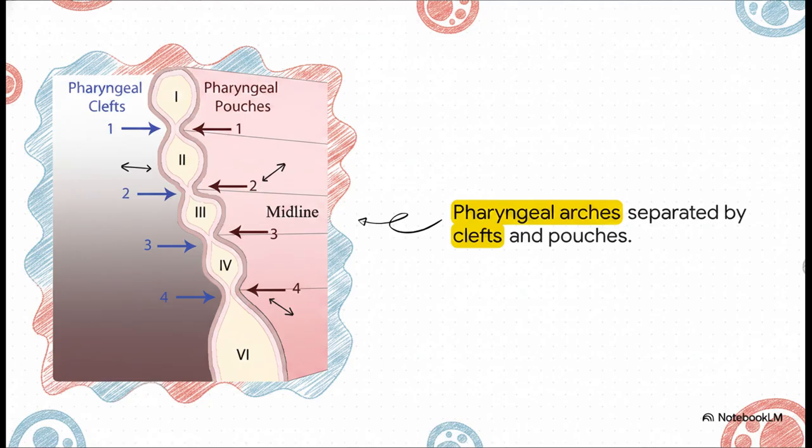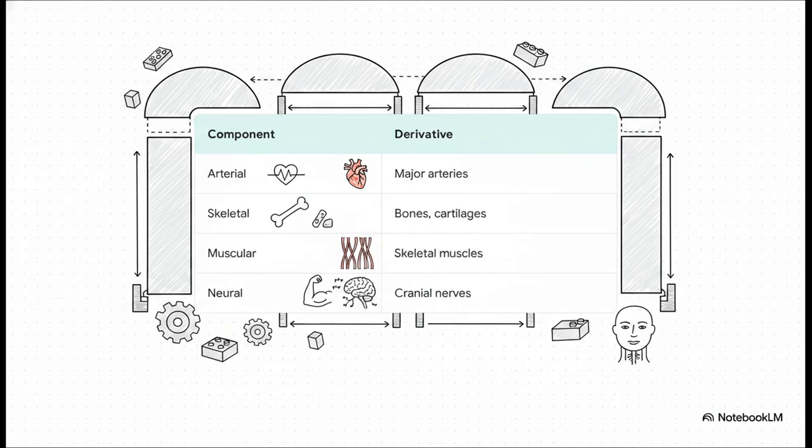Notice how these arches are neatly separated by outer grooves, which we call clefts, and inner indentations, which we call pouches. You can actually think of every single one of these arches as a pre-packaged construction kit. Inside the mesenchymal core of each arch, there are 4 key ingredients perfectly bundled together. You've got an arterial component for blood supply, a skeletal component for bones and cartilage, a muscular component to create movement, and a neural component providing all the cranial nerve wiring. So, when an arch develops into its final adult structure, it brings its own bone, muscle, blood, and nerve supply right along with it. It is an incredibly efficient modular way to build complex anatomy.